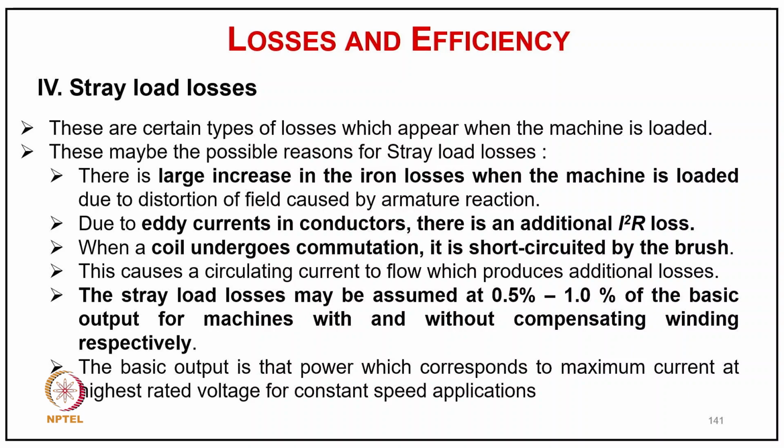Now coming to stray load losses. These are certain types of losses which appear when the machine is loaded, and these may be the possible reasons for them. There is a large increase in the iron losses when the machine is loaded due to the distortion of the field caused by armature reaction, there are additional I square R losses due to eddy currents in the conductor, and when the coil goes under commutation it is short circuited by the brush, which causes a circulating current to flow and produces additional losses. The stray load loss may be assumed 0.5 to 1% of the basic output for machines with and without compensating winding respectively, and basic output is the power which corresponds to maximum current at the highest rated voltage for constant speed characteristic.